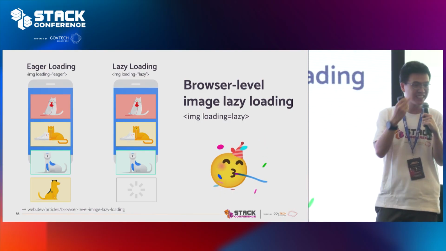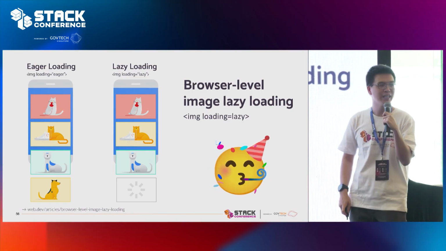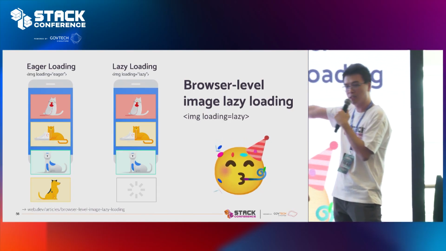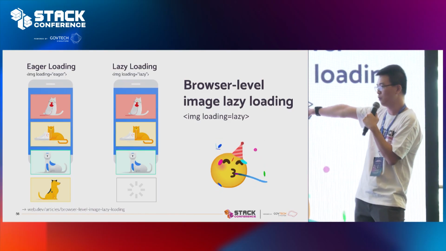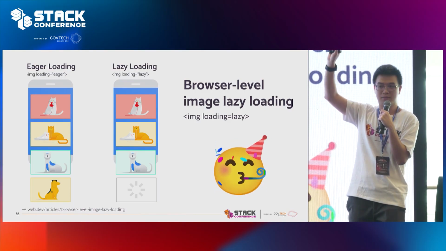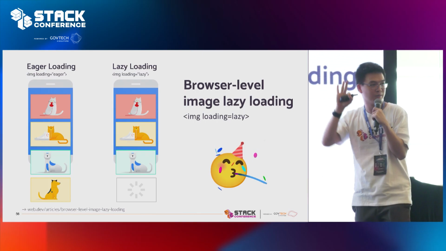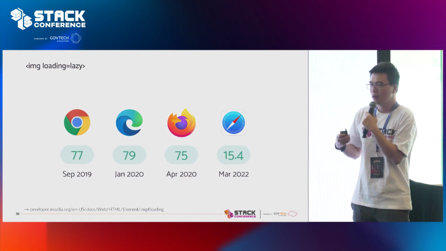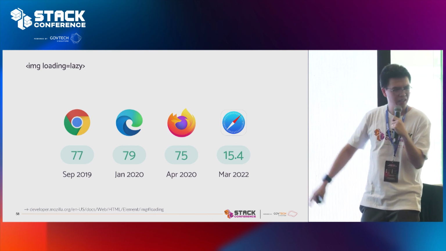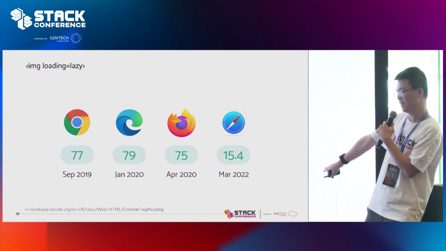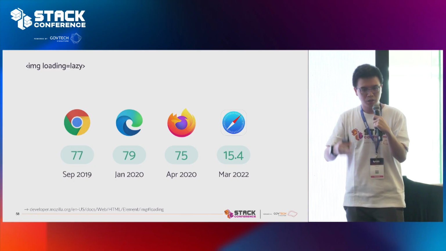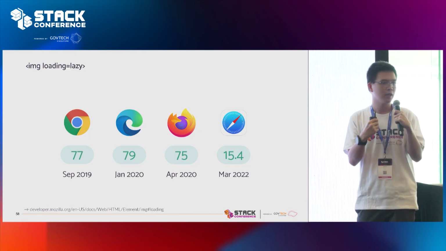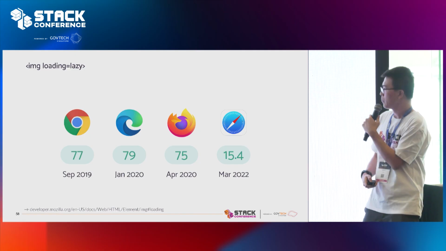But the interesting thing is you can do image lazy loading using the browser's built-in capability, using loading equals lazy. Anyone know about this? Raise your hand. Okay, I assume you don't know, so you don't raise your hand. But it's been introduced for quite long. It was introduced in 2019 in Chrome and in Safari in 2022, which means 2.5 years have passed. You can freely use it in your project, and if it isn't supported, it still loads the image as expected.